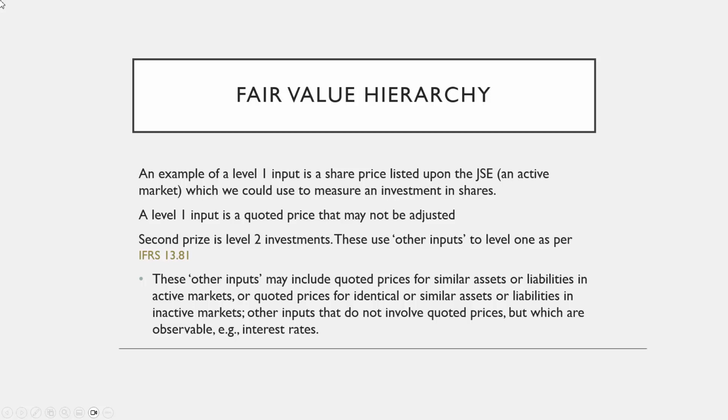Second price, silver, are level 2 instruments. These use other inputs to level 1 as per IFRS 13.81. So what are these other inputs? So these would be other inputs for other identical or similar assets or liabilities in other active markets. So you'd use the interest rate of another comparable entity. You'd use the interest rate to calculate the shares of another entity, if you do not have the fundamental data to calculate your own.